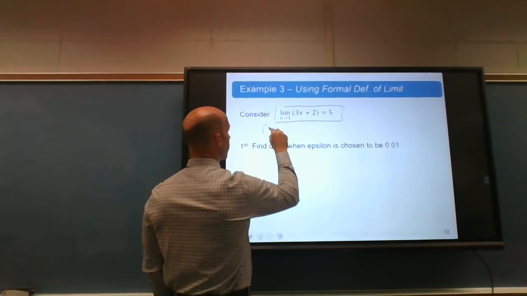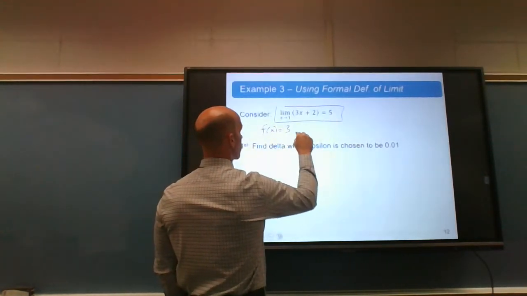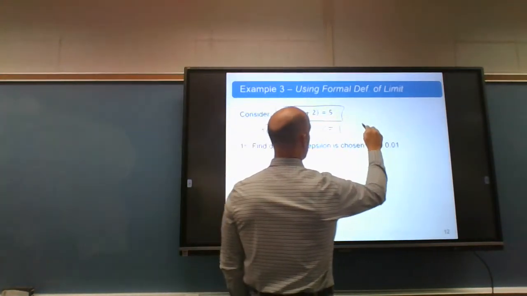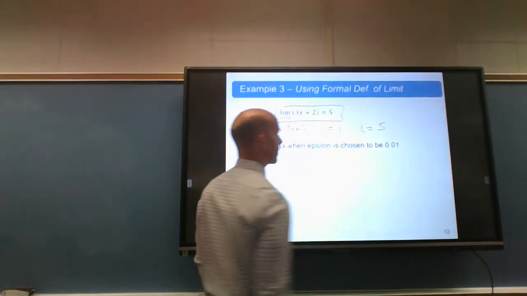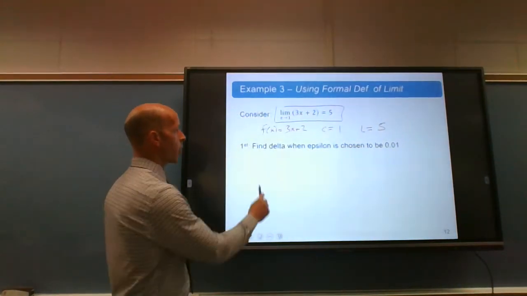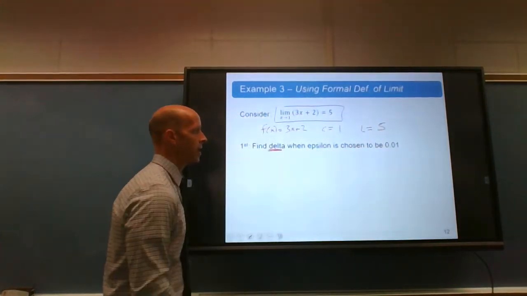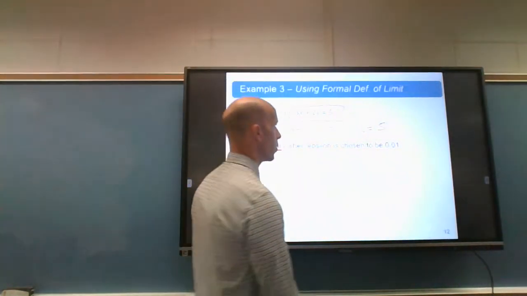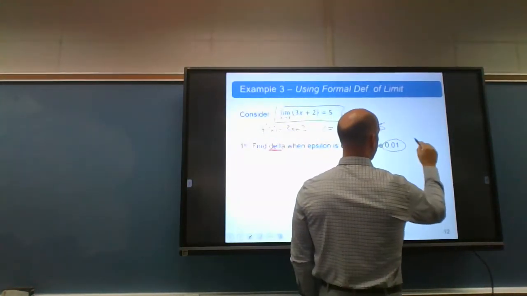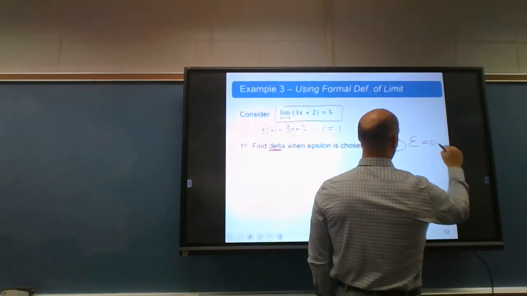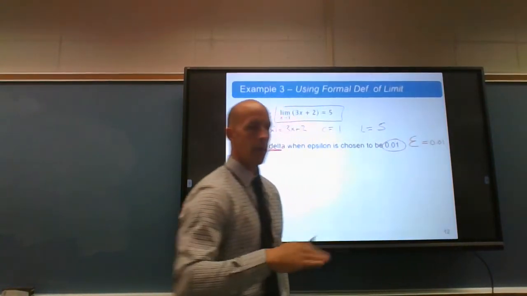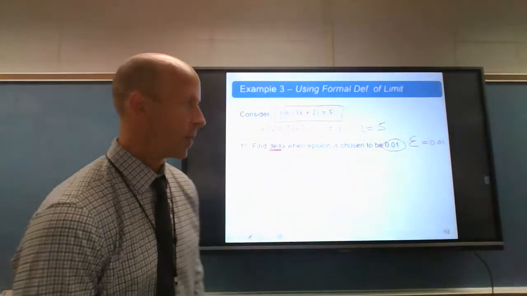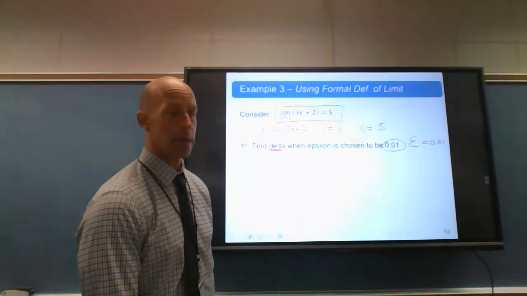We can see that f of x is 3x plus 2, c is 1, and the limit L is 5. And so the question is asking us to find a delta where the epsilon is chosen to be 0.01. So we know that the epsilon is 0.01. That's the amount of range we have to deal with in terms of our delta.